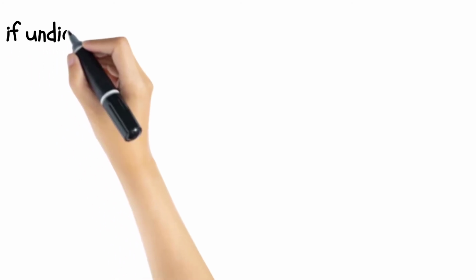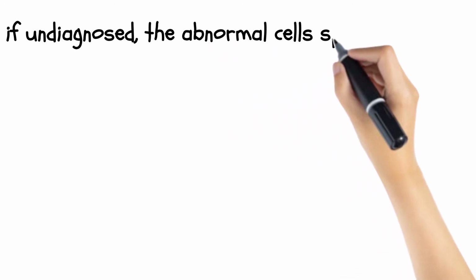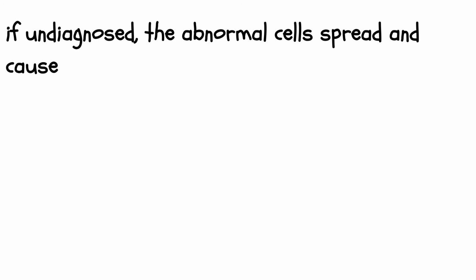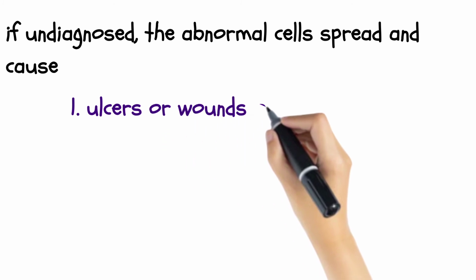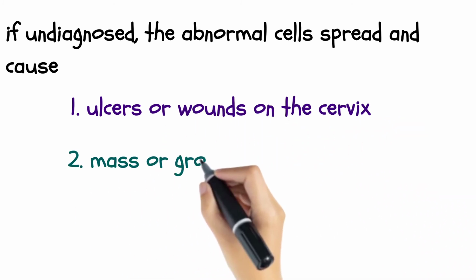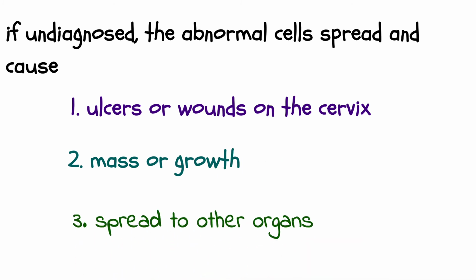So we've said that HPV infects cells on the surface of the cervix, and that in most people the immune system fights off the virus, but in a small percentage of people, the virus persists and causes changes to the cells and abnormal growth over many months to years. Now, once the abnormal growth starts, it can manifest in various ways. It can manifest as a wound, it can manifest as a mass or a growth, or it can spread to other areas.